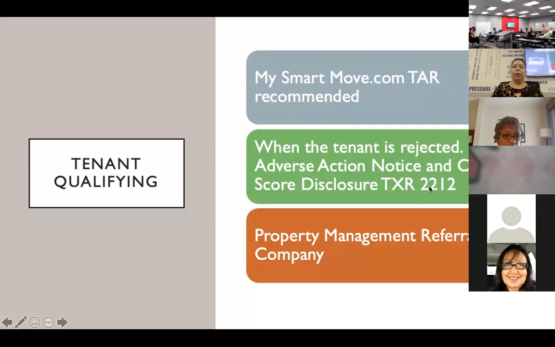When the tenant is rejected, we have an adverse action notice and credit score disclosure. We're going to go through that. And this is going to be very helpful, especially when you're the listing agent, or for you to request when you're representing the tenant to get one of these, because it'll show on there why the tenant was rejected.